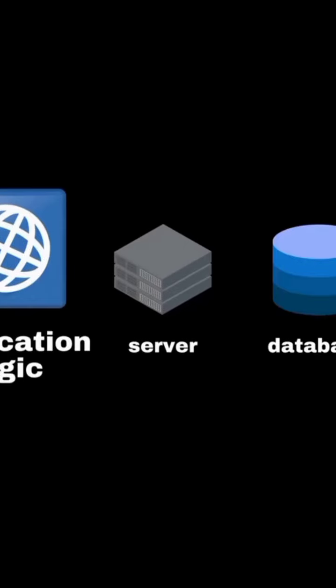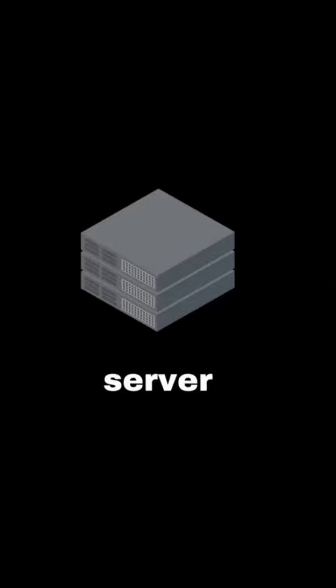The backend consists of three main things: the server, the application logic, and the database. First, we have the server. Think of the server as a supercomputer that stores, processes, and sends data to the front end.